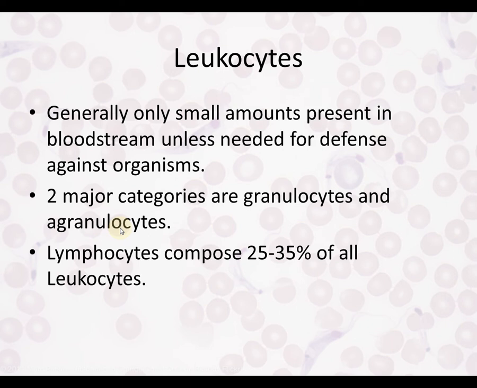The lymphocytes compose 25 to 35% of all your leukocytes. Immature B cells are produced by bone marrow and released into the bloodstream upon interacting with the antigens or protein. The B cells become activated into plasma cells, which are responsible for the production of antibodies and immunoglobulins.